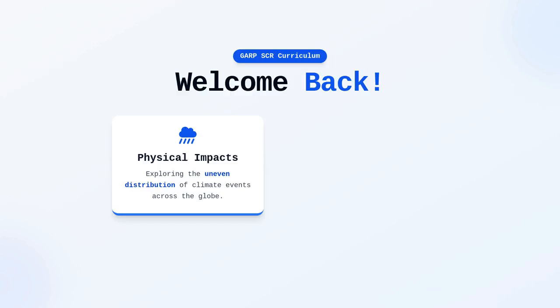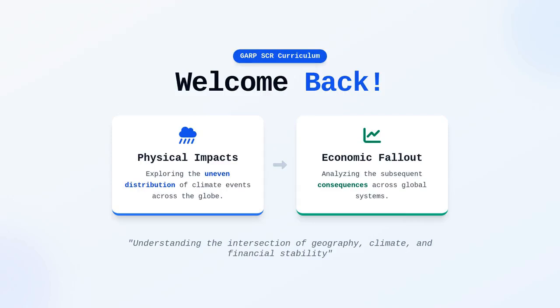Welcome back to our journey through the GARP SCR curriculum. In this lesson, we will explore the uneven distribution of physical climate impacts and their subsequent economic consequences across global systems.